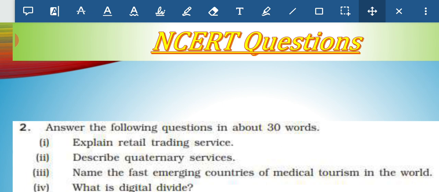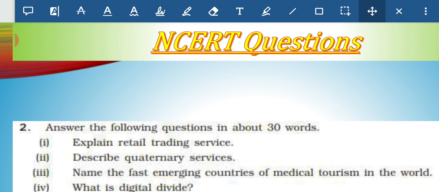Now what are quaternary activities? Quaternary activities are a developed form of services which need specific knowledge and a high level of technical skills, and then administrative competence should be there, and communication competence should be there. That is quaternary services.